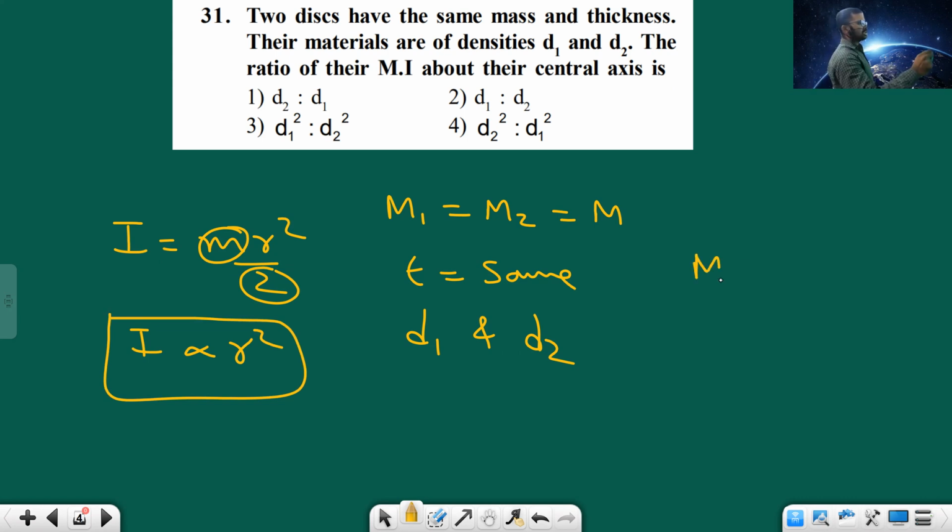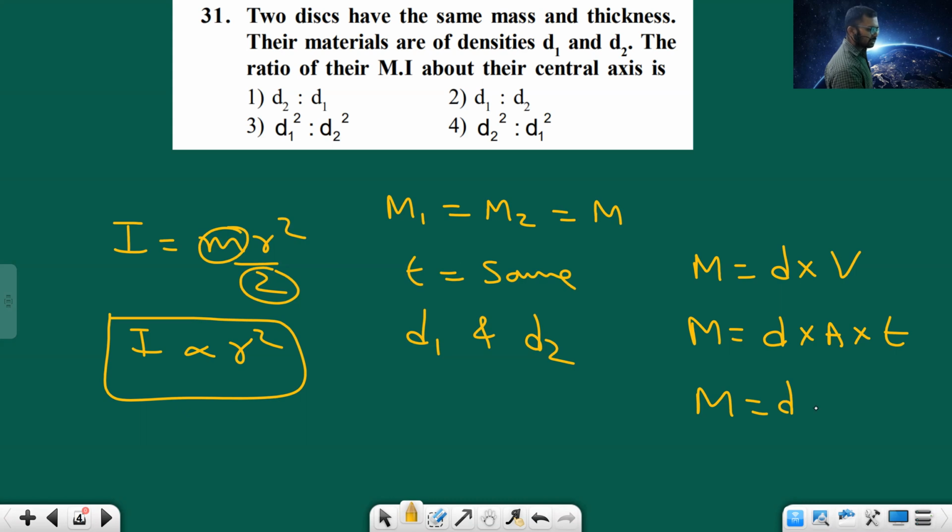I know that mass is density into volume. Volume of what here? I'm going to discuss the volume of the disk. Disk volume means area into thickness. For disk, I can write area into thickness. Area of that part I can write as pi r square.